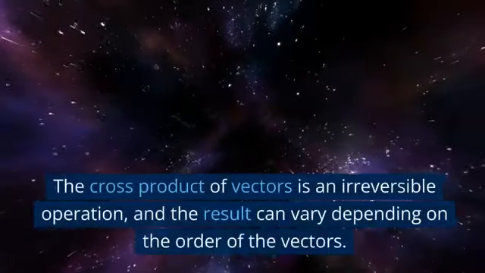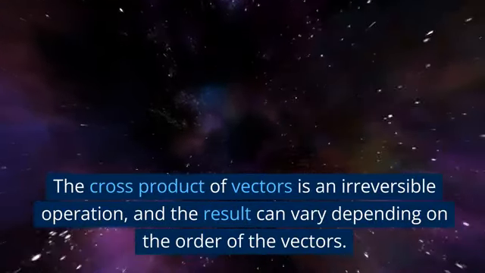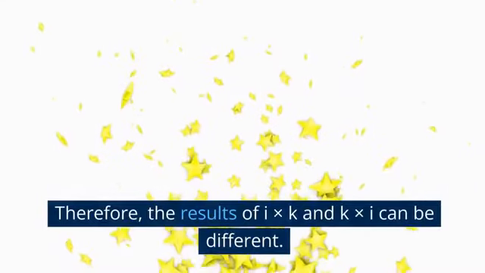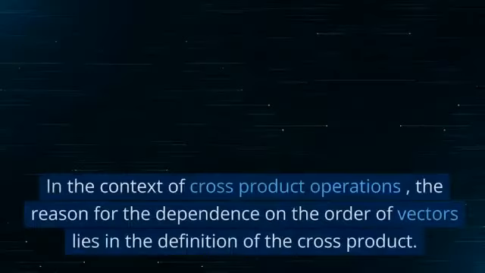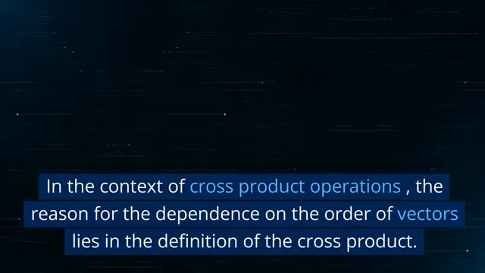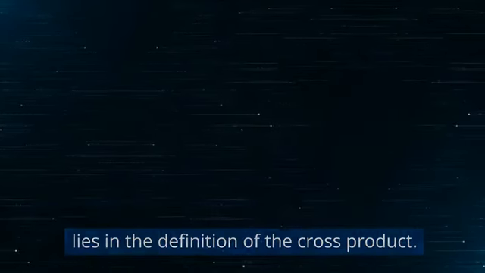The cross product of vectors is an irreversible operation, and the result can vary depending on the order of the vectors. Therefore, the results of i times k and k times i can be different. In the context of cross product operations, the reason for the dependence on the order of vectors lies in the definition of the cross product.